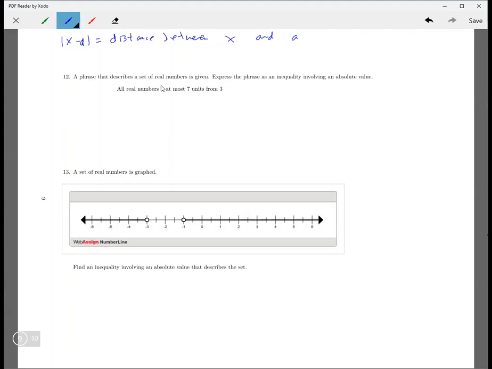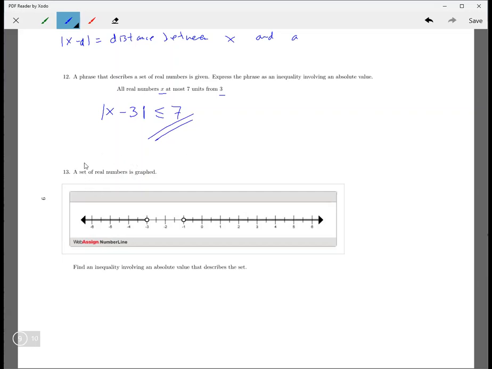So number 12, a phrase that describes a set of real numbers is given. All real numbers x at most 7 units from 3. Okay, so it's talking about the distance between x and 3. So that's the absolute value of x minus 3. And you want it at most 7. That means it's less than or equal to 7. So that would be the answer to that one.